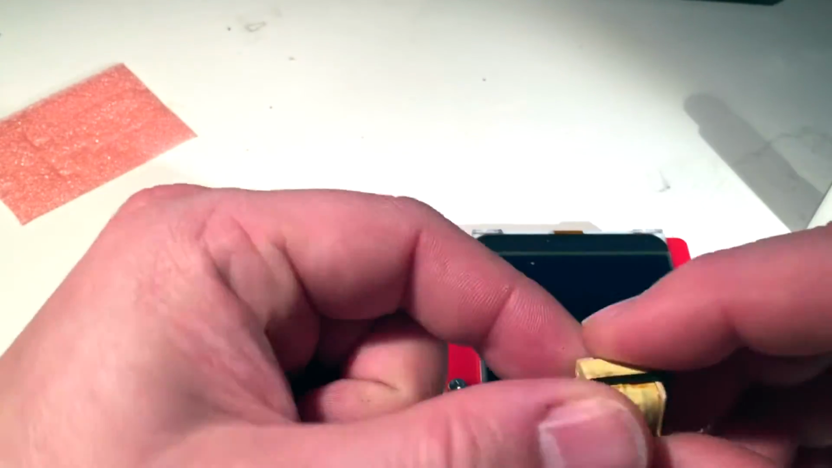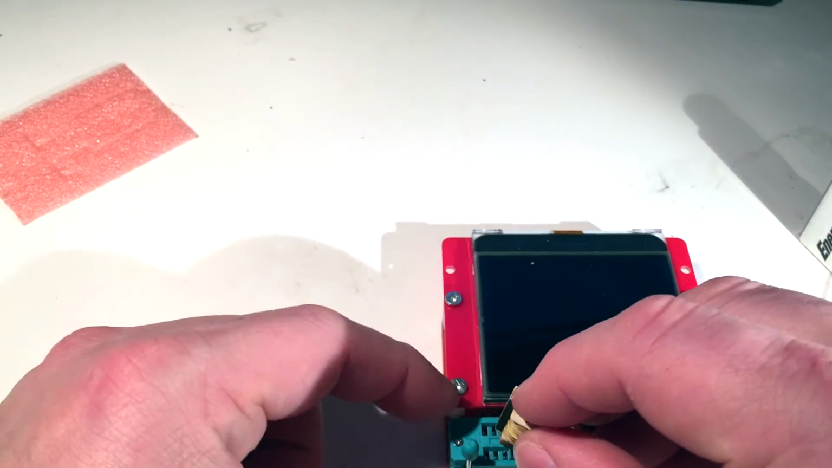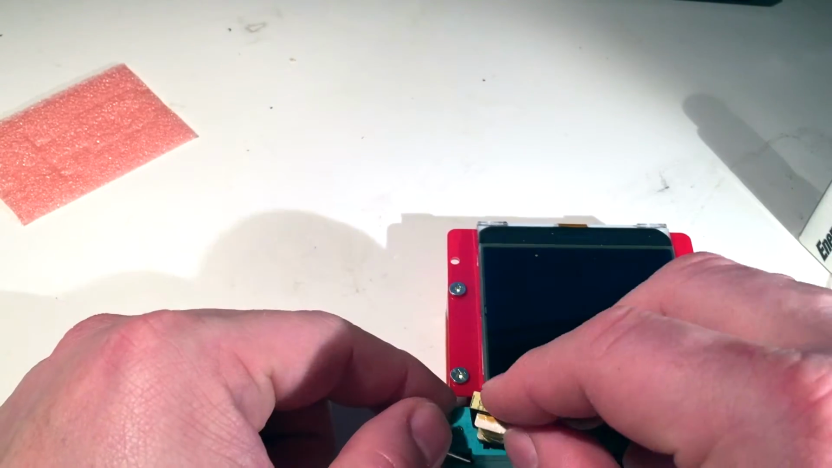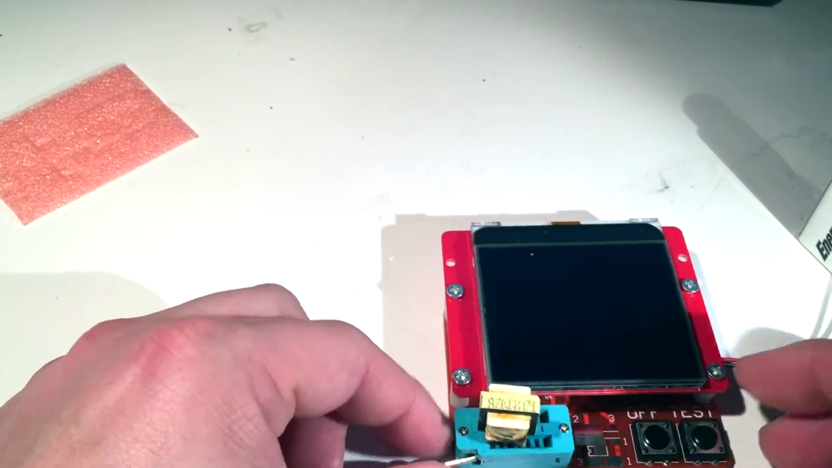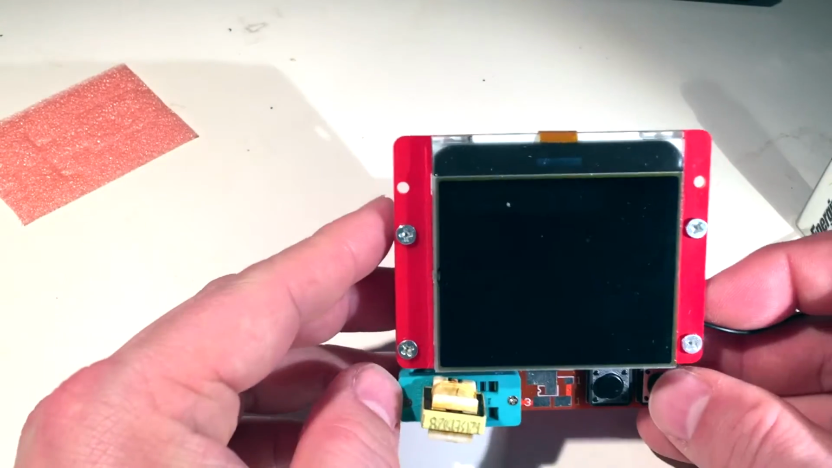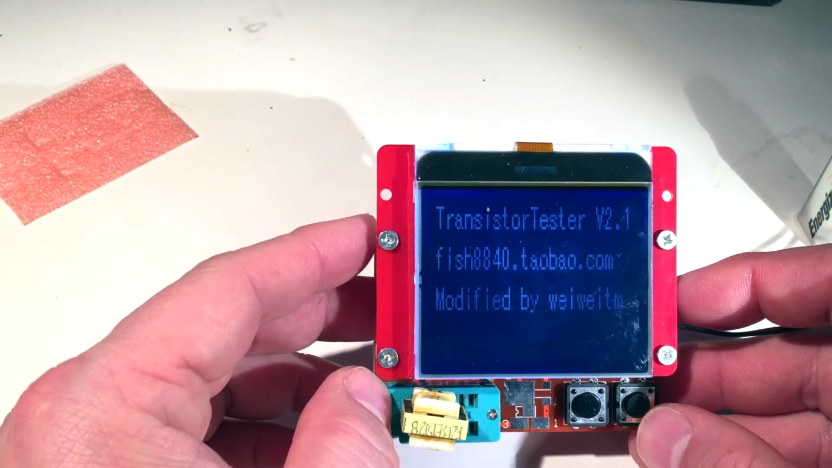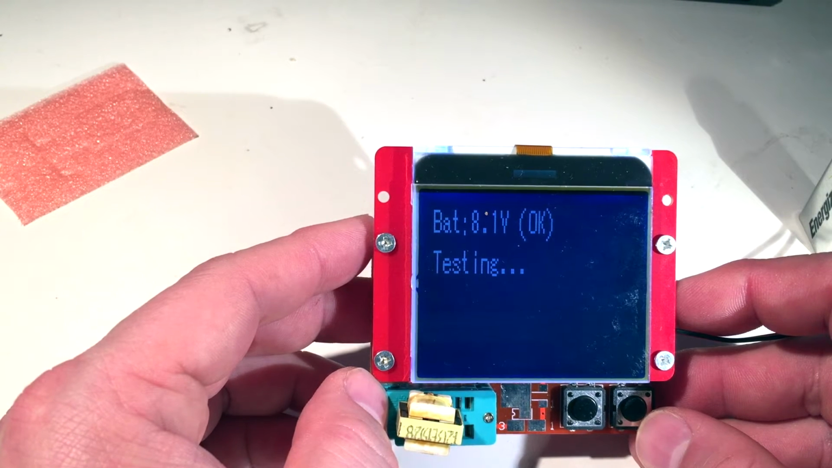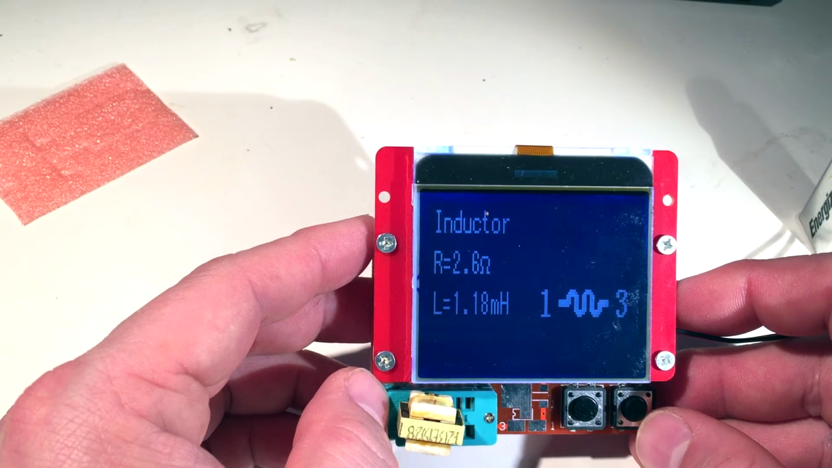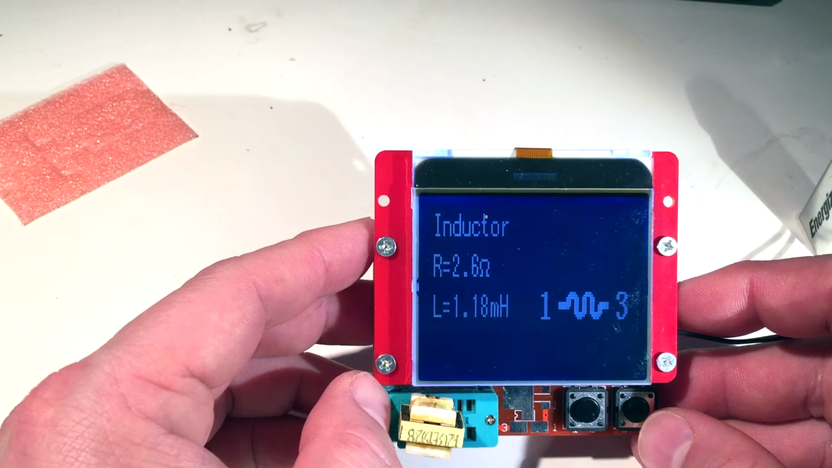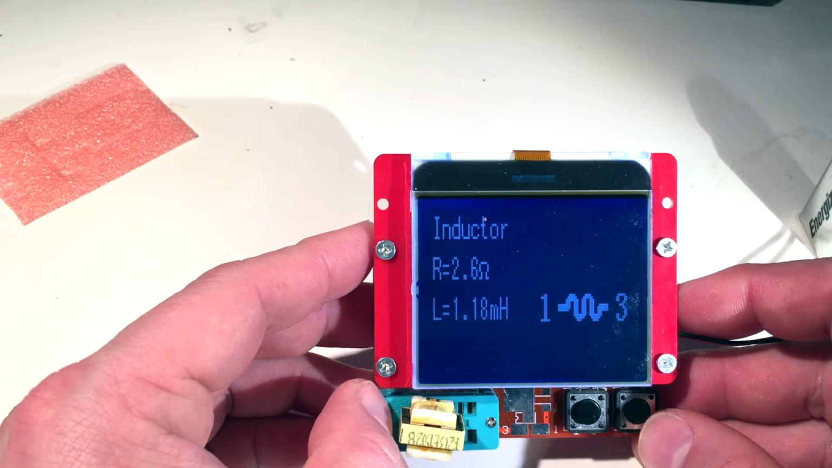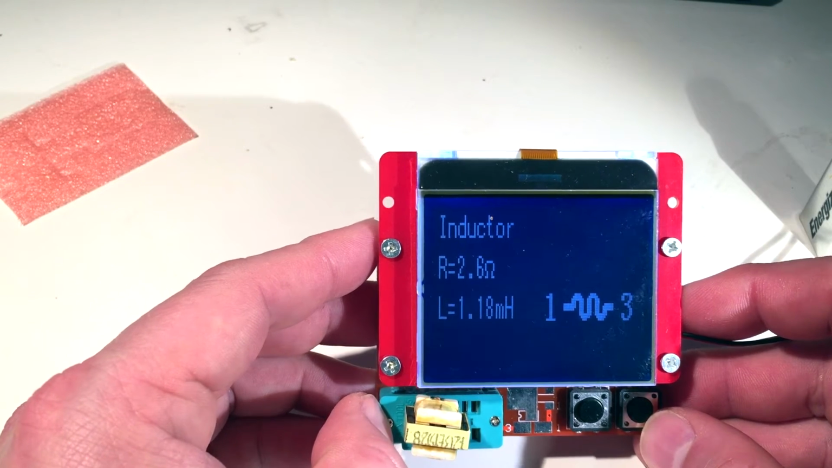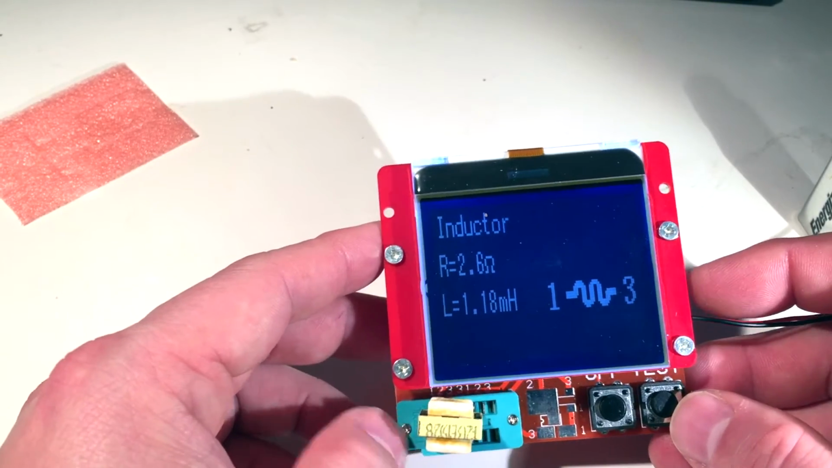So this inductor is much larger, and I'm just popping it in there, turning it on, and bam, here we go. And it's giving me the resistance and the inductance of the inductor. Not bad.